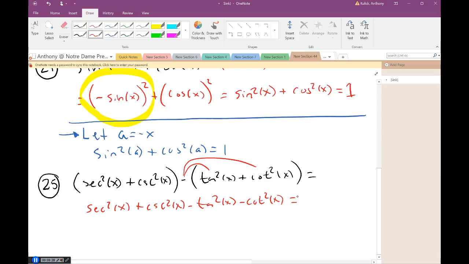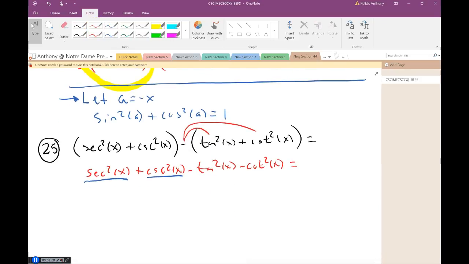Everybody okay with that first step that we did there, just distributing the negative? Okay. What did you want to do next? Yeah, so hopefully you notice that for both secant squared and cosecant squared, we have a Pythagorean identity. So we said secant squared was tan squared x plus 1. And cosecant squared, we said, was 1 plus cotangent squared x.